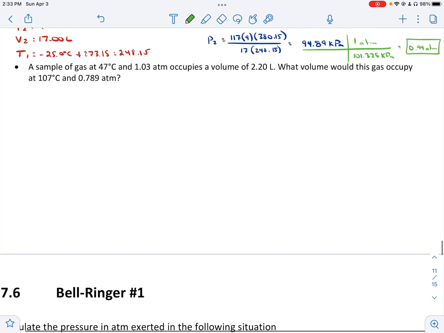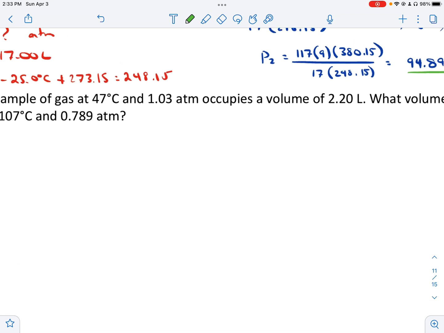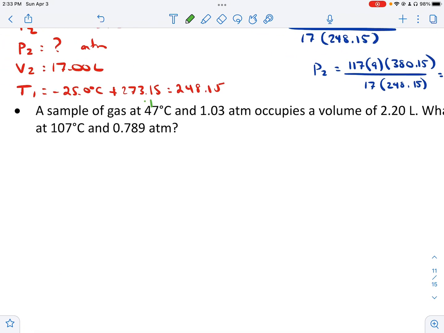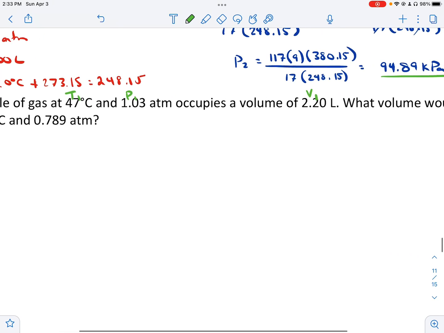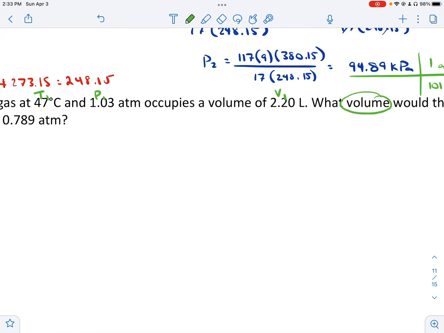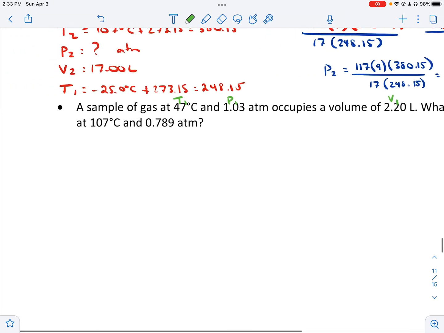All right, this one we're looking for, kind of going through here. We've got T1, that's our first temperature, 47 degrees. That's our first pressure. There's our first volume. We're looking for V2 in this case. And we have T2, 107 again, and P2. So this time we're looking for volume.